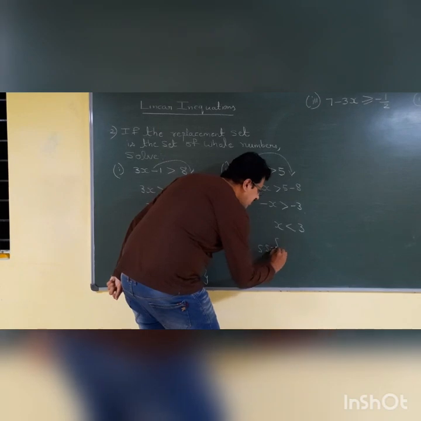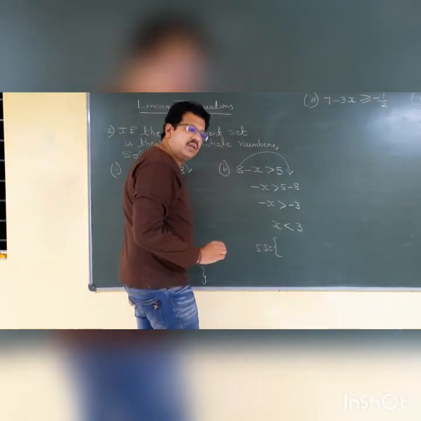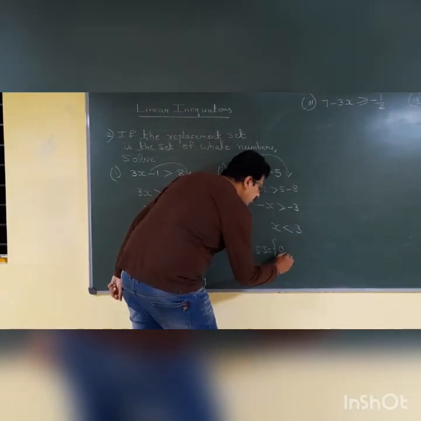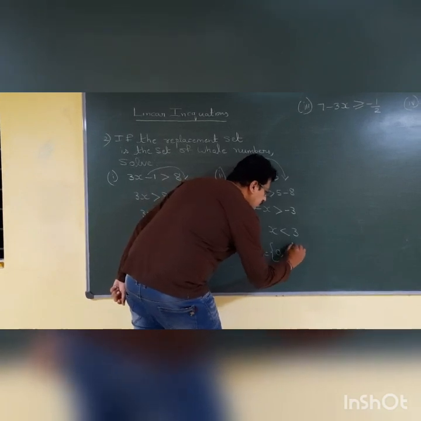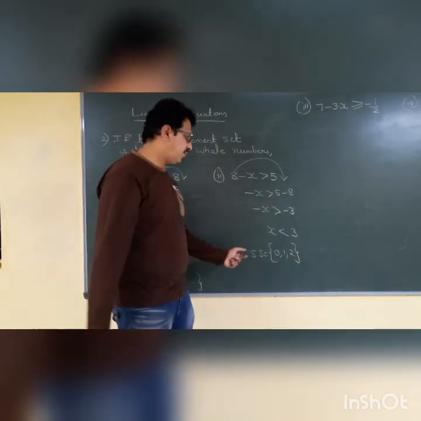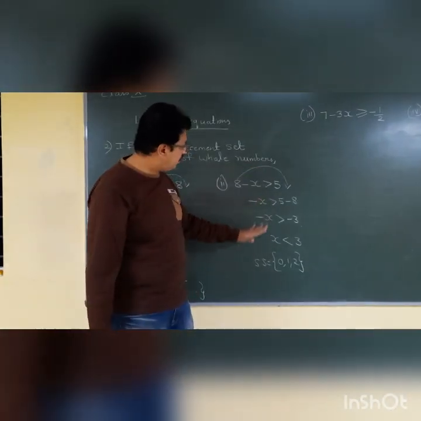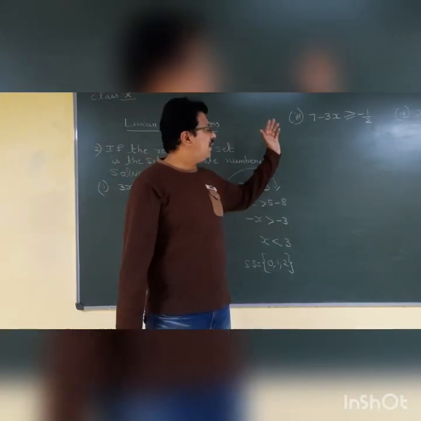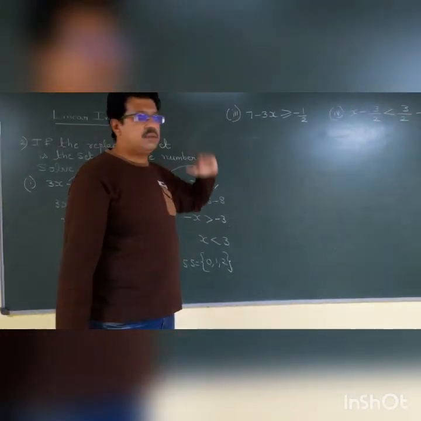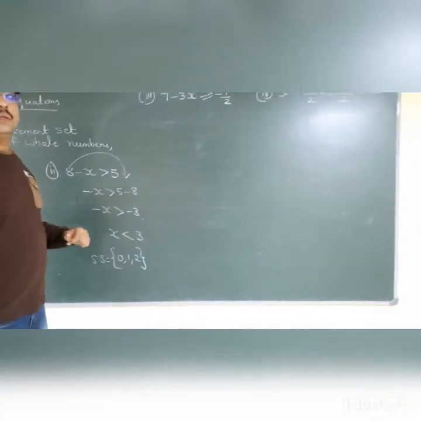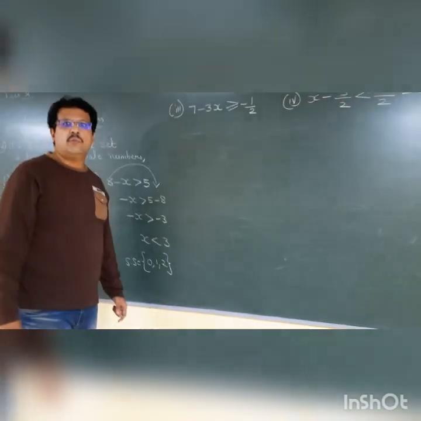Next we have to write the solution set. The solution set is, it says x is less than 3. So it is 0, 1, 2. So this is your solution set for x is less than 3. After solving this second one, we'll go for the next third problem here. So that is also very important here.